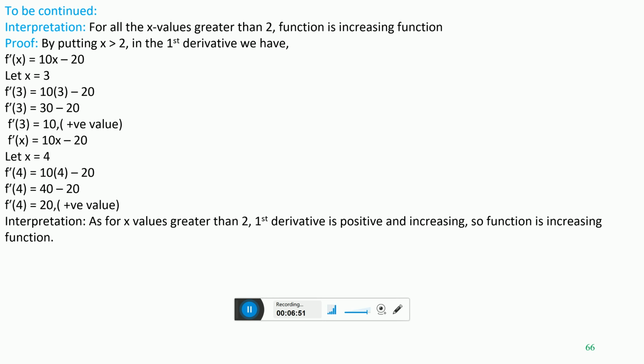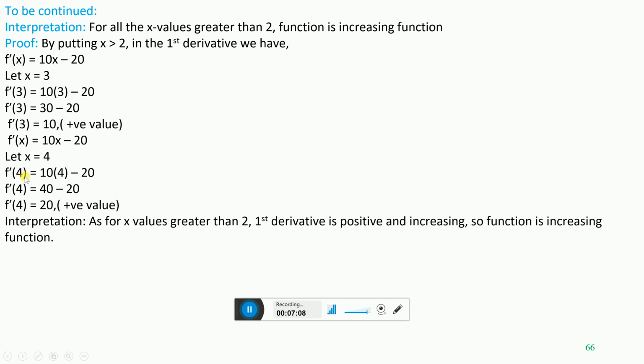So the function is increasing for x equal to 3. Now suppose again the first derivative f prime of x is equal to 10x minus 20, as given. Let x be equal to 4. Again this value of x is greater than 2.